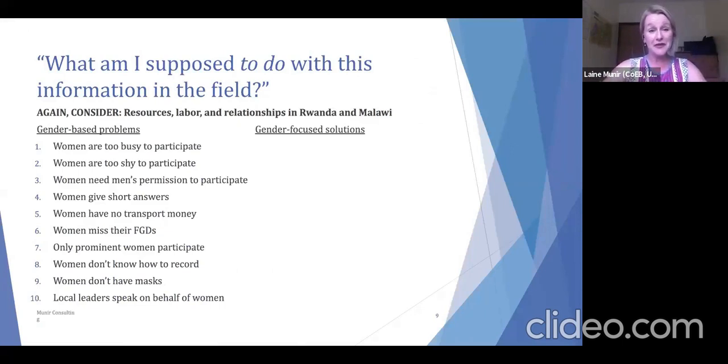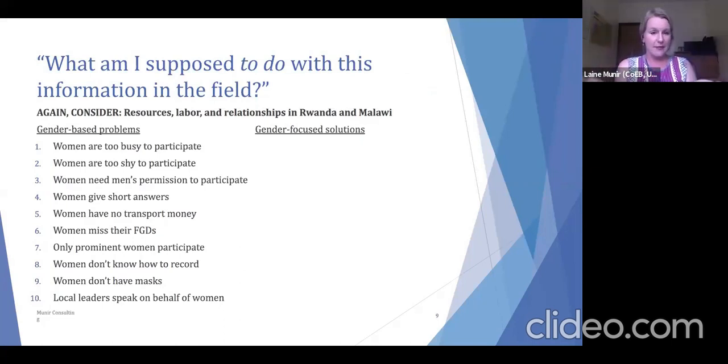So we're gonna fill out this slide together. This is a participatory slide. And 1 through 10 is a list of basically, this is just from my personal experience, the challenges I have faced when trying to do gender inclusive field research in rural Africa.